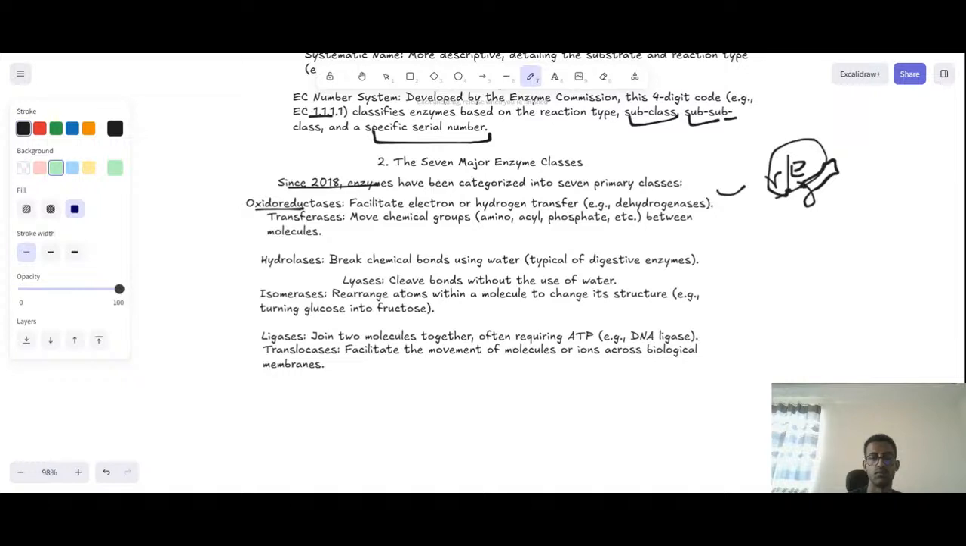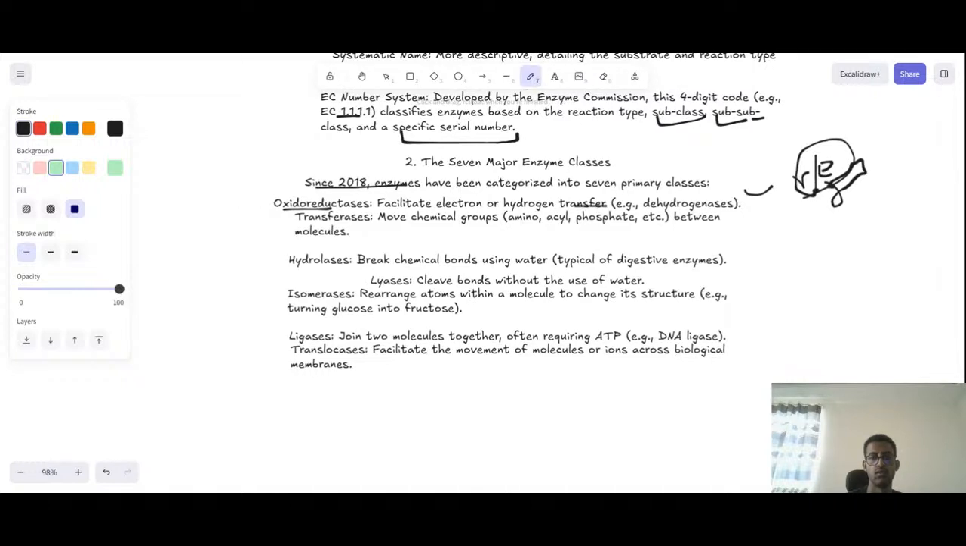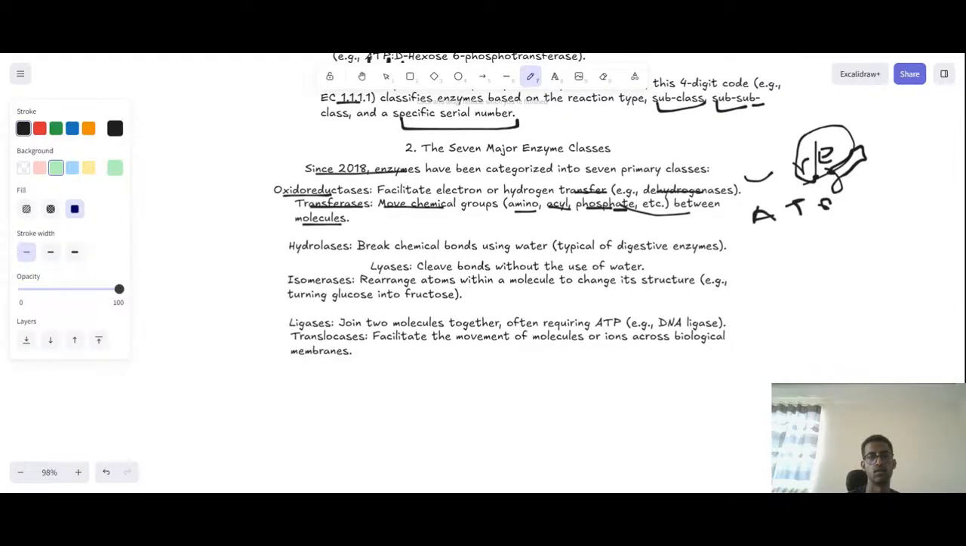So, I was a good student in chemistry in high school. Transferase moves chemical groups, amino, acyl, phosphate, between molecules. So for moving phosphate, the enzyme we use with ATP and ADP is a transferase. ATPase, I think that's oxidoreductase, I guess. So, transferase.